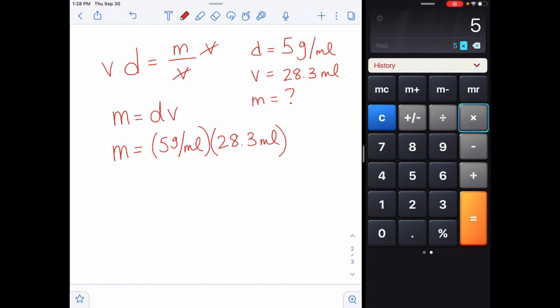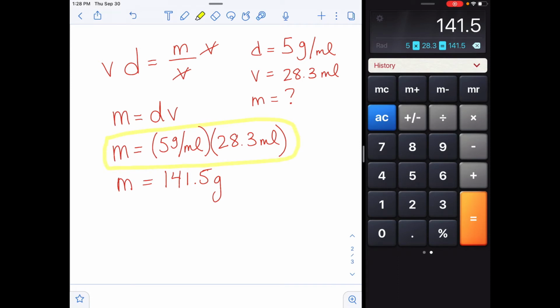I can plug that into my calculator. 5 times 28.3 equals a mass of 141.5. And I know this is in grams because of my unit of density. Now, to be totally honest with you, I usually skip writing out this step. If I have this and I have this, then there's really not a need to rewrite that all out. I can really just put it into my calculator.